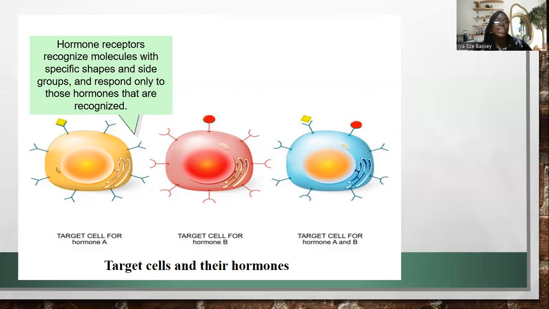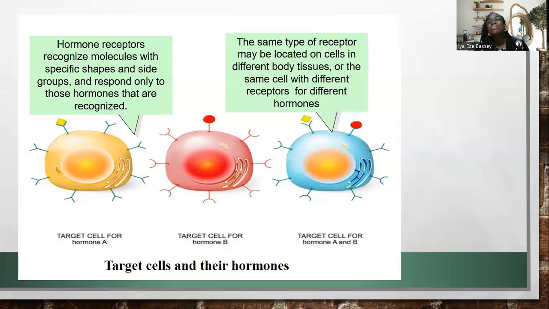So you can see the square yellow binding to its own receptors. You can see the red one binding to its receptors. You can see this other cell has both red and black. So that's one of it. So it responds to only those hormones it can recognize. For example, this blue cell can recognize both the yellow hormone and the red hormone.